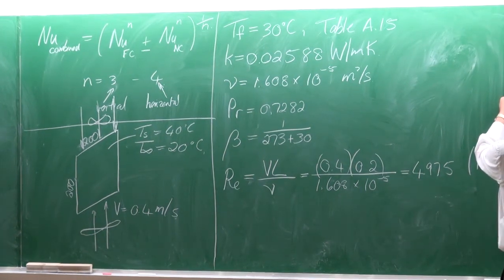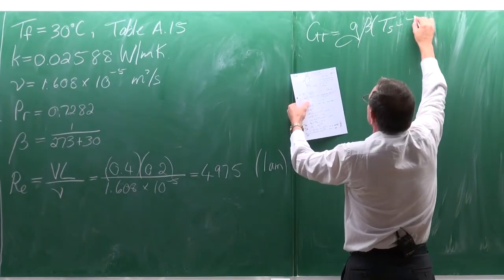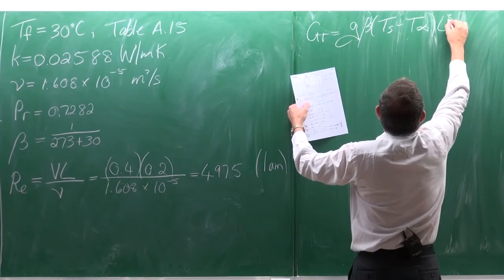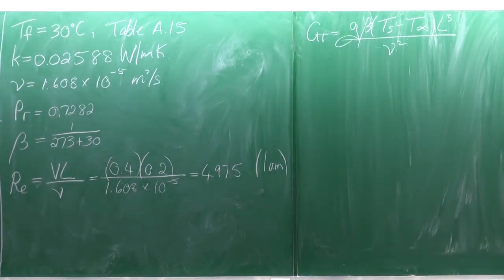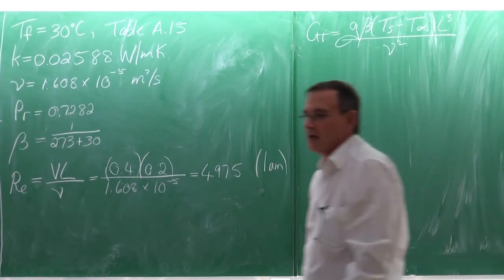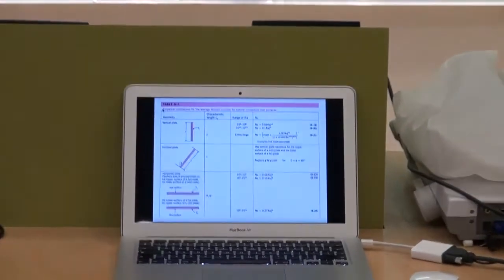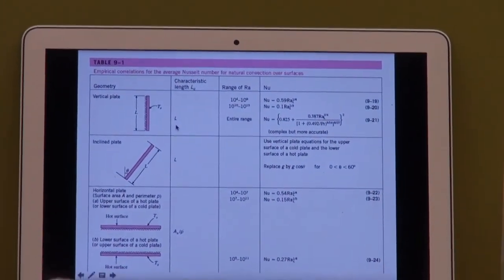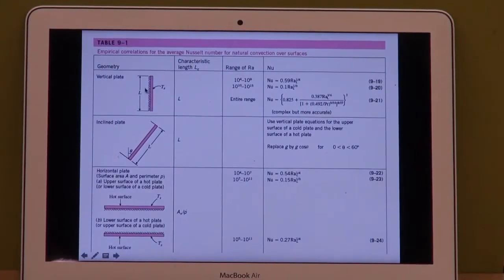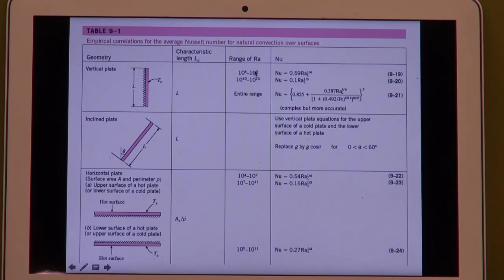The Grashof number is equal to g beta (Ts minus T infinity) multiplied by L to the third divided by the kinematic viscosity squared. If we look at the PowerPoint quickly, Tamara. If we look at the PowerPoint, we see for a vertical plate that the characteristic length that we need to use is that length there, which in our case is 200 millimeters. And there's the ranges for the Rayleigh number, and there are the equations that we can use.